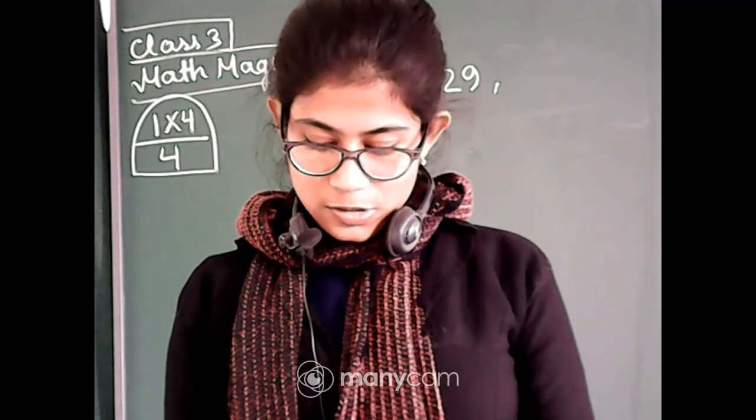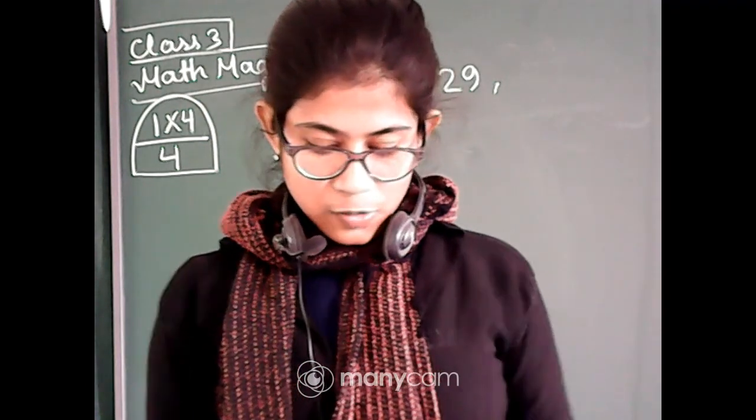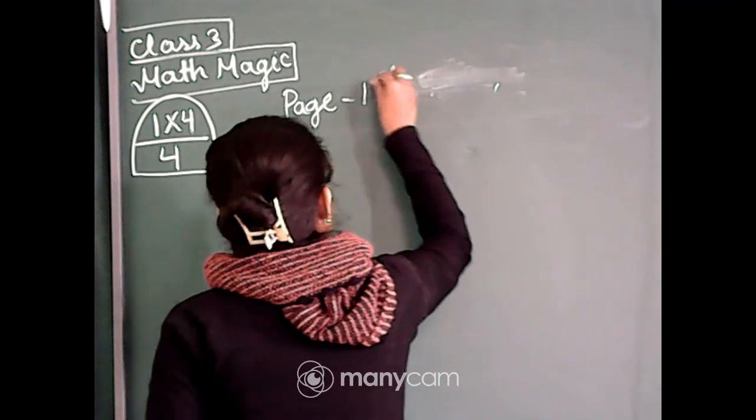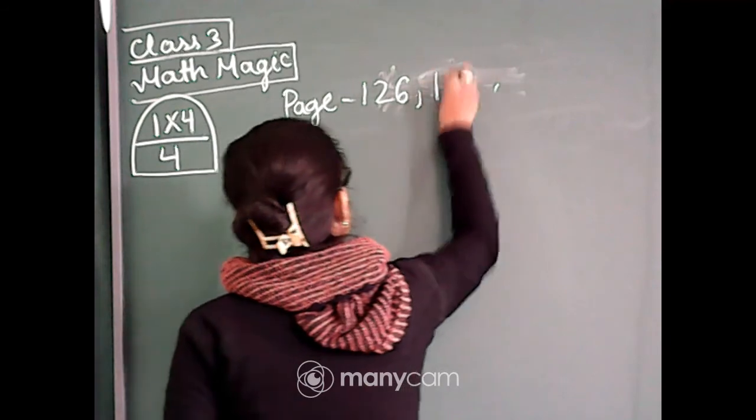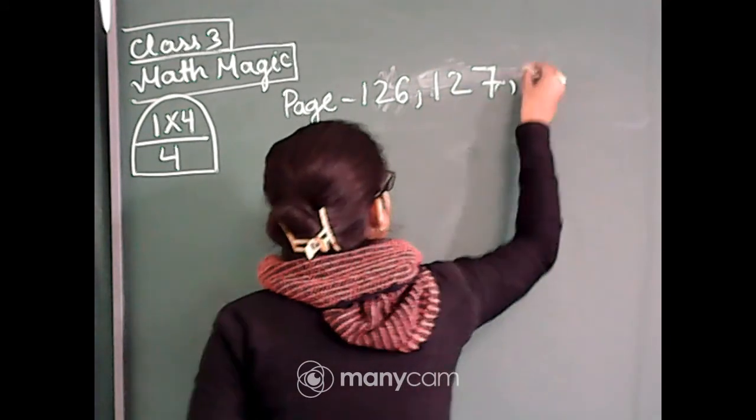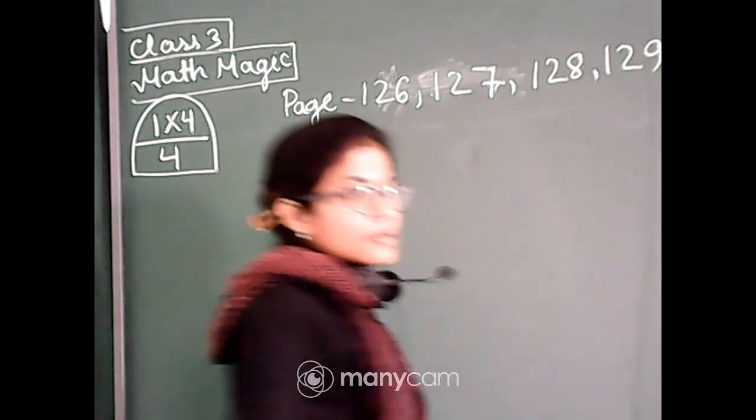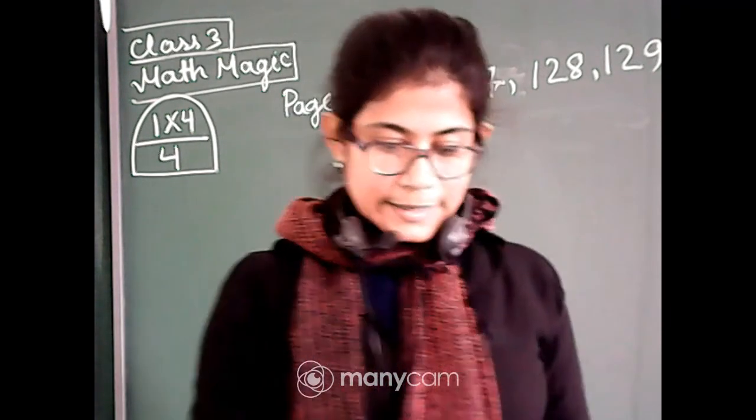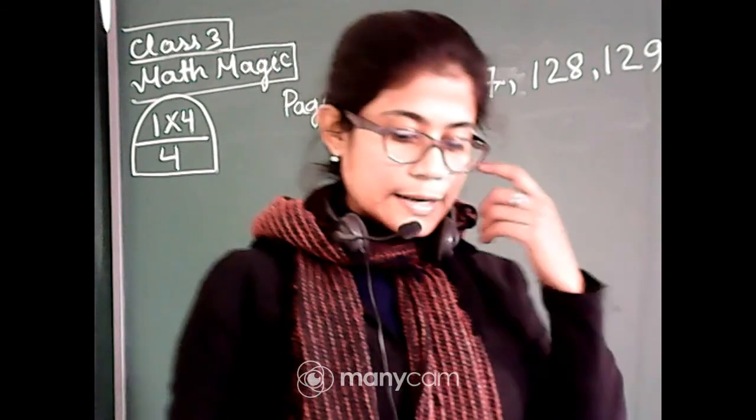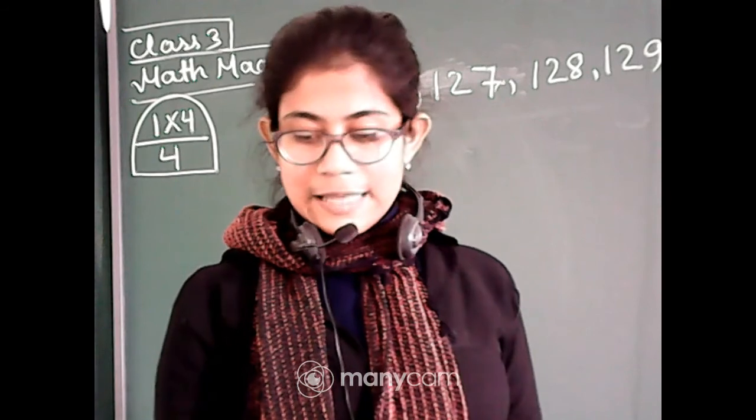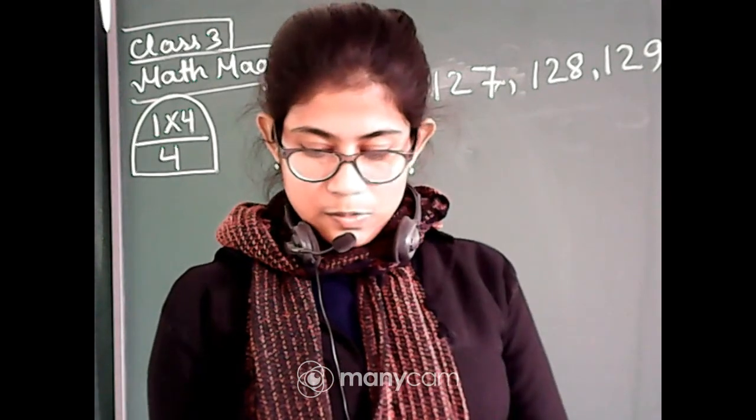Okay, sorry. You also have to do page number 126. So start from 126, 127, 128 and 129. So 1 times 2 is 2, in this way. Okay, so do the maths and then after that send me.